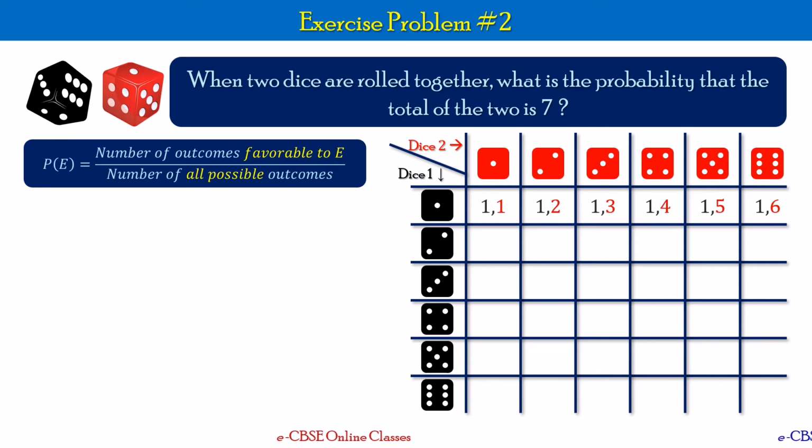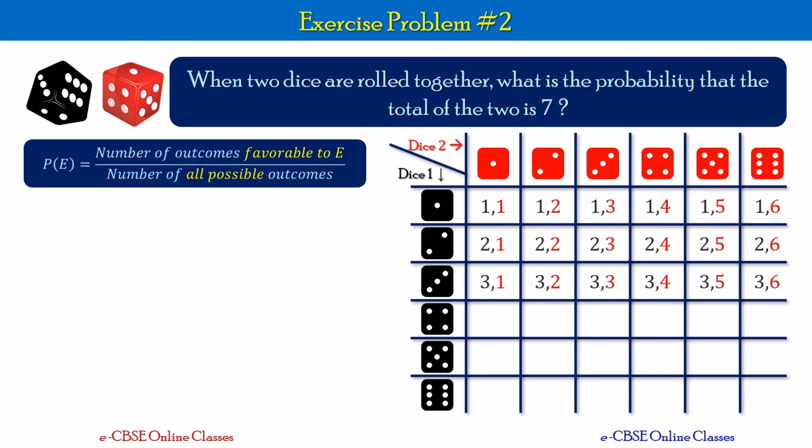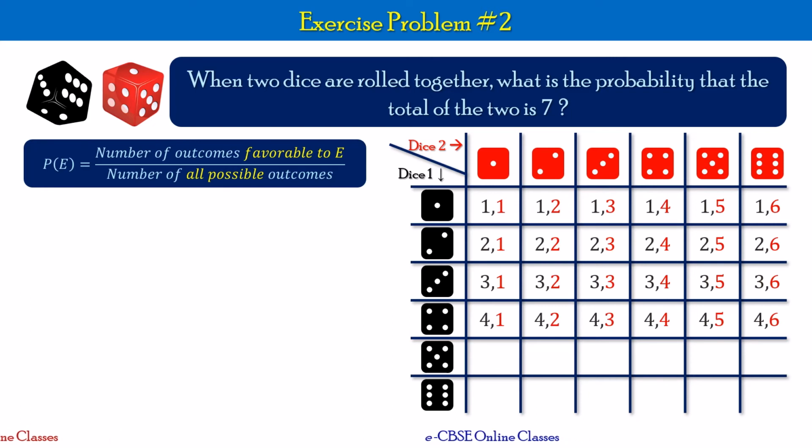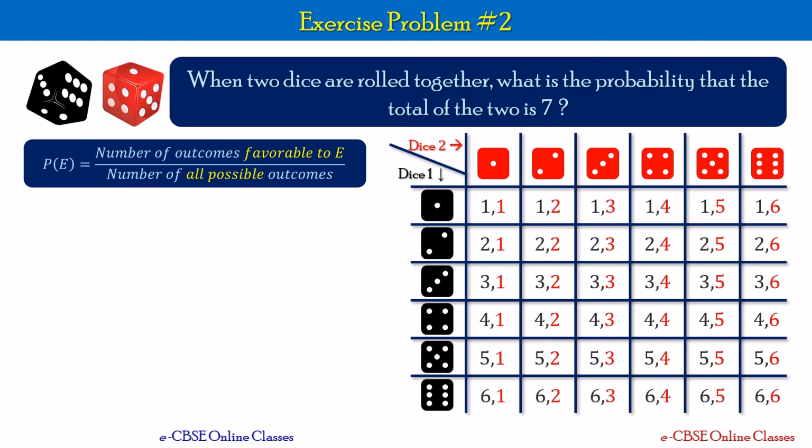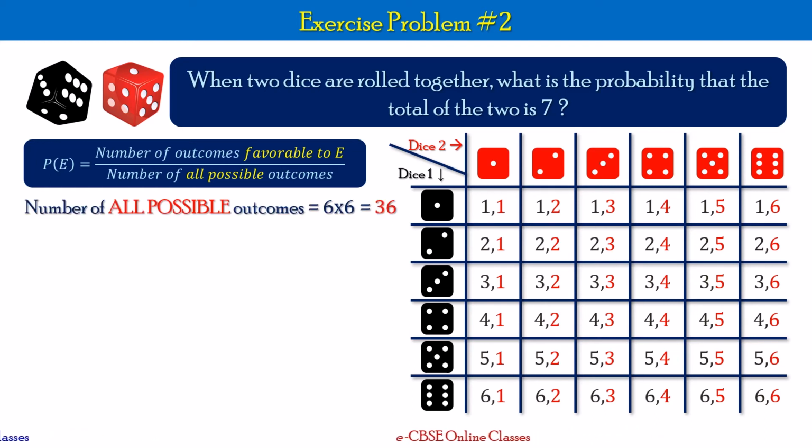Similarly, there are 6 more possibilities when the first dice is 2. And when the first dice is 3, again there are 6 possibilities. There are 6 more possibilities when dice 1 is 4. Again the same for dice 1 being 5 and dice 1 being 6. There are 6 more. So there are a total of 36 possible outcomes. So the number of all possible outcomes is equal to 6 into 6, that is 36. So my denominator is already calculated here.